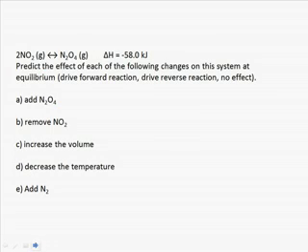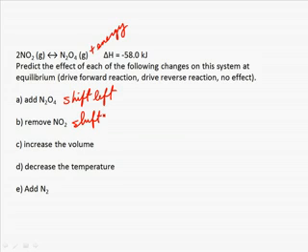All right, here's another one. This one is exothermic. If I add N2O4, if I add more of the product, it's going to shift in the way to consume it, which means it's going to shift left. It's going to make more reactants. If I remove NO2, remove the reactant, it's going to shift to make more. So again, it's going to shift left.